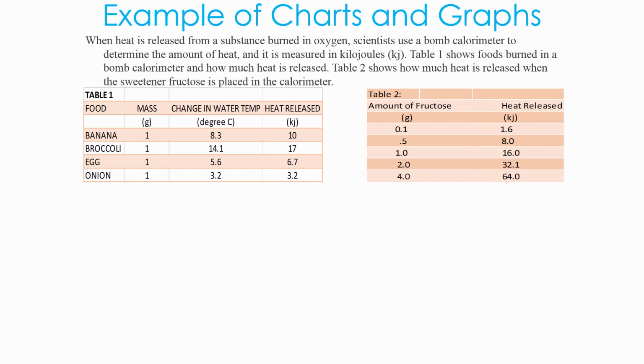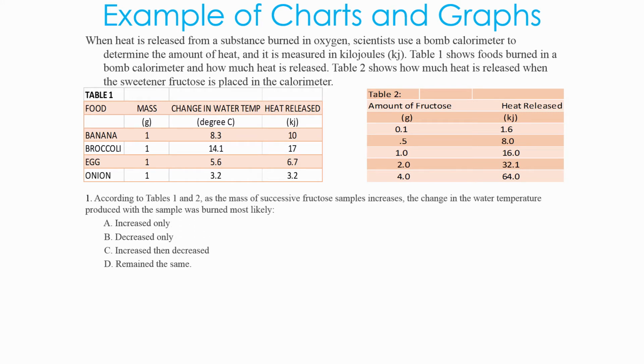Table 1 says food, mass in grams, change in water temperature in degrees Celsius, and heat released in kilojoules. Note two points about the chart. One, the quantities may not be in ascending order. Two, the scale of the graph may be reversed. In other words, it may not start at 0 and go up. Table 2 shows you the amount of fructose and the amount of heat released.